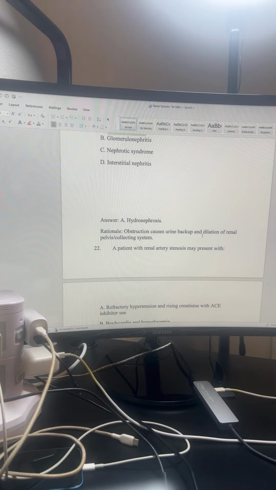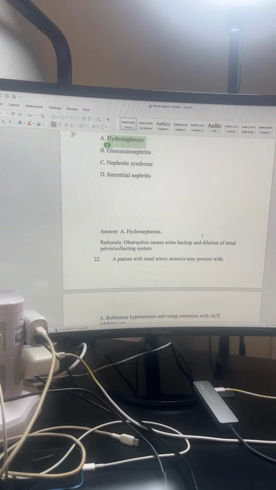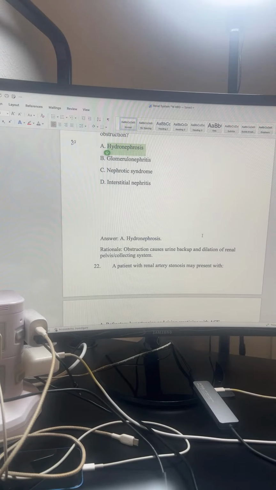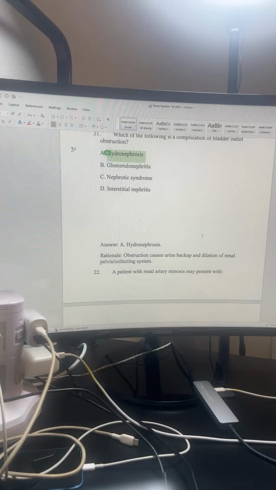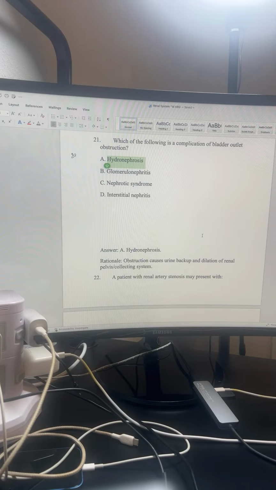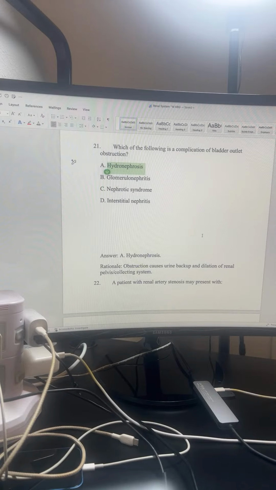It is a backup of fluid into the kidneys, though. Yes, Jess. The kidney swells. Alright.